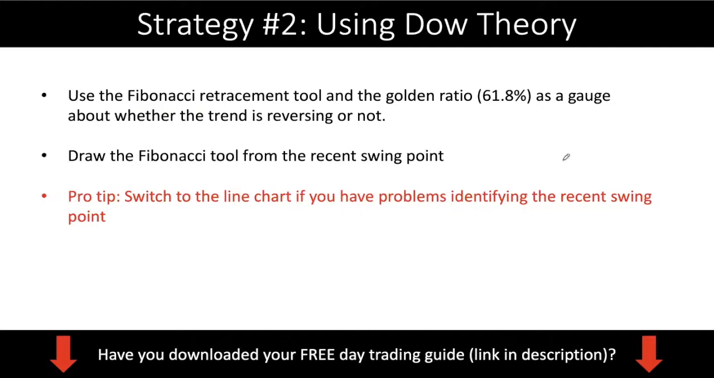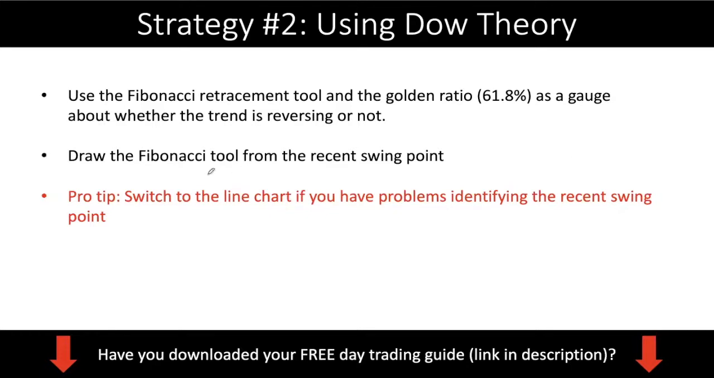This is the key. Let me show you how you use it. I want to give you the step-by-step guide first, then I will switch to the chart to show you how I use it in real time. Step number one is to use the Fibonacci retracement tool, and make sure that you have the golden ratio, the 0.618 level, in your Fibonacci tool. This is what we will use as a gauge for whether the trend is going to reverse or not. If price is supported at 0.618, then we can say the trend is not ready to reverse. It's still likely to carry on. But if the 0.618 level is broken, that's a telltale sign that the trend is weakening. You might potentially see a trend reversal.